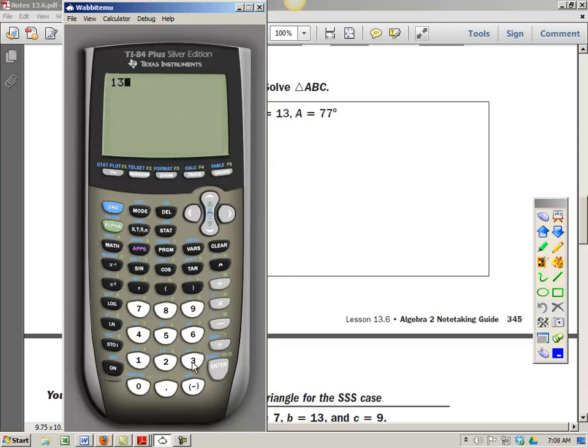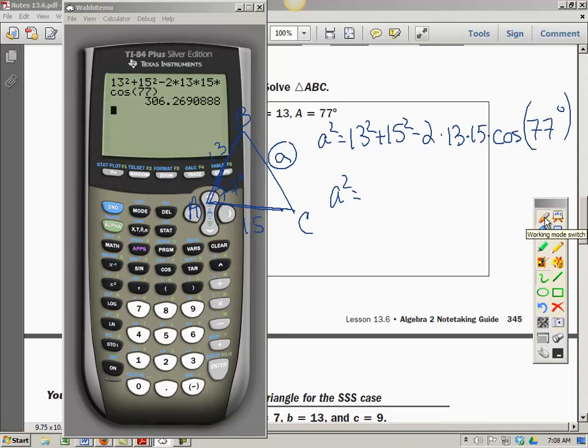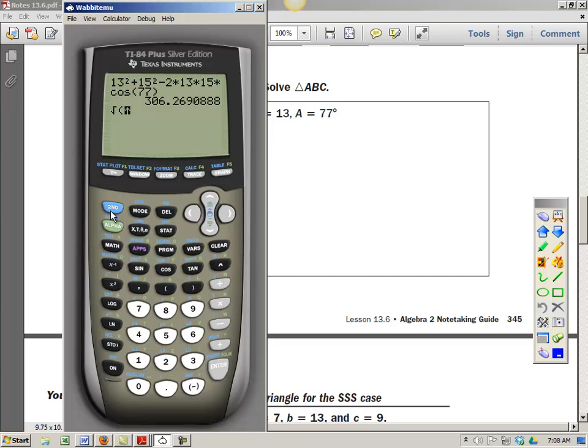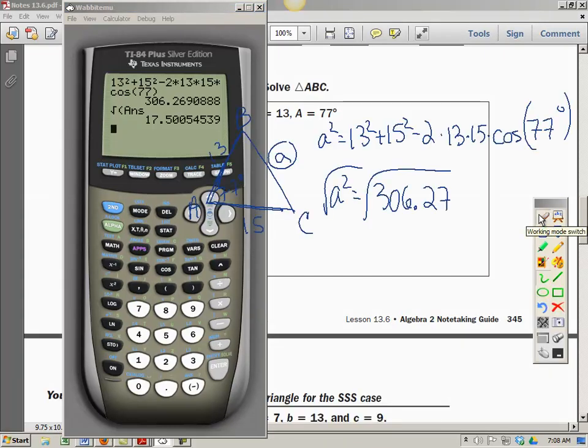So this should be 13 squared plus 15 squared minus 2 times 13 times 15 times the cosine of 77 degrees. And then again, the two sides we have are 13 and 15, and so this is going to give us what A squared is supposed to be. All right, so A squared is 306.27, you call it, and when I take the square root of both sides, I get about 17.5. So that's my missing side A.